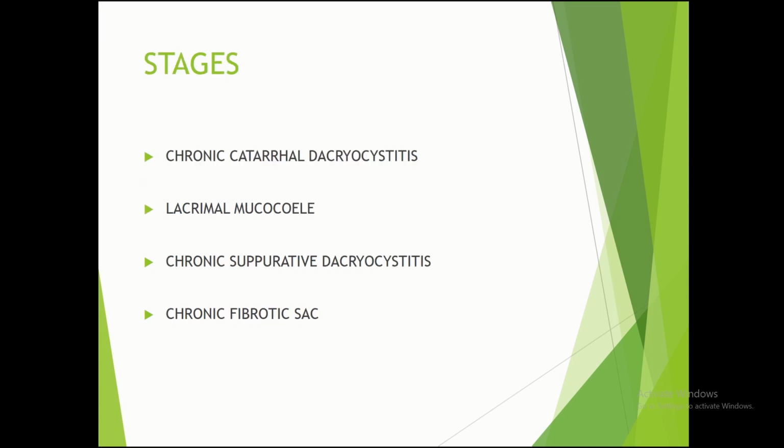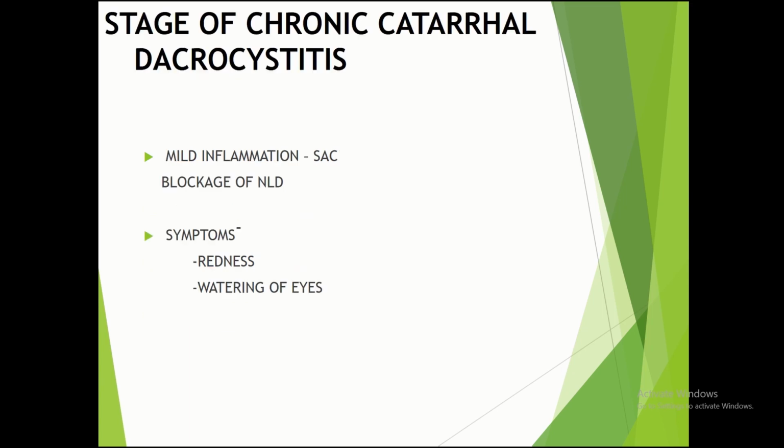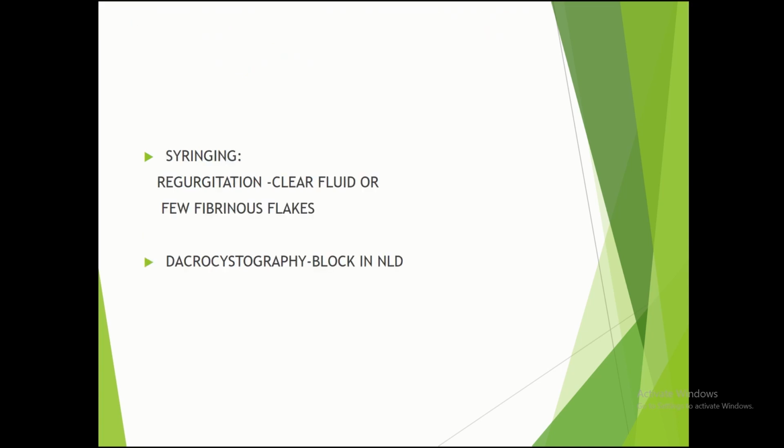So what are the stages? You have the stage of chronic catarrhal dacryocystitis, the stage of lacrimal mucocele, stage of chronic suppurative dacryocystitis or pyocele, and stage of chronic fibrotic sac. In the stage of chronic catarrhal dacryocystitis, there is a mild inflammation of the sac with blockage of your nasolacrimal duct. The symptoms predominantly will be redness and watering from the eyes. If you do a syringing, you will get a regurgitation of a clear fluid, or a few fibrinous flakes can be seen. Dacryocystography will confirm that there is a blockage at the level of the nasolacrimal duct.